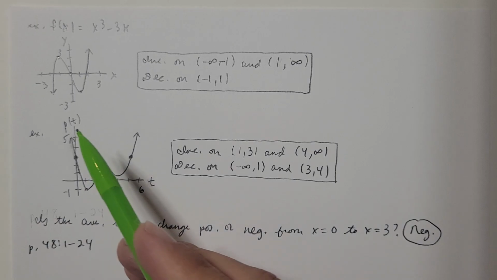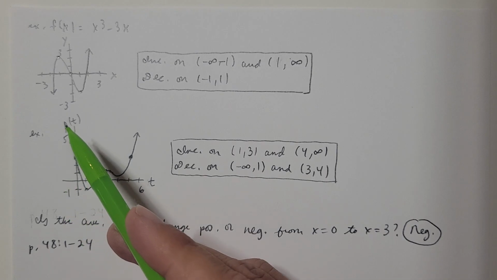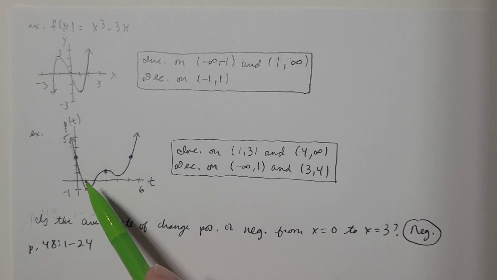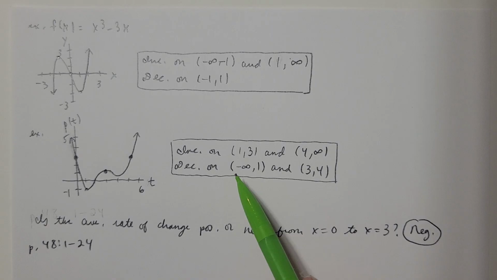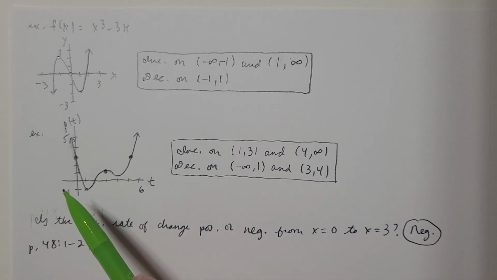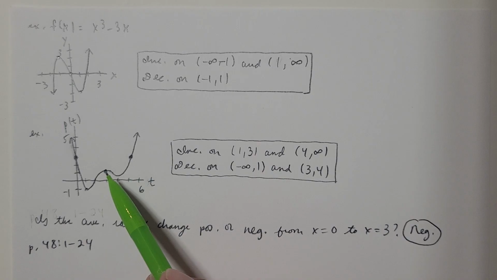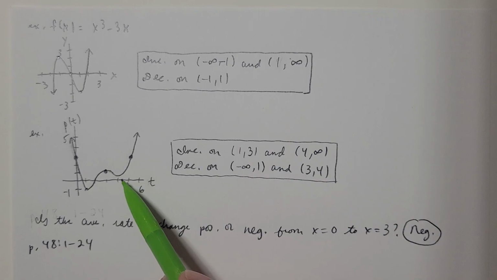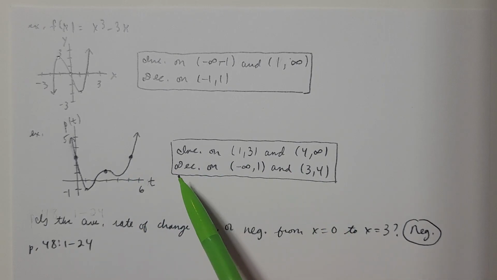Initially, it looks like we're going to be falling as we scan the graph from left to right. We're falling until I get to 1. So we're decreasing everywhere that's to the left of 1. That'd be negative infinity to 1. And then where else are we falling on the graph? Right here, from 3 to 4, I'm falling there, and then I'm going to be rising after 4. So from 3 to 4, I will also be decreasing.